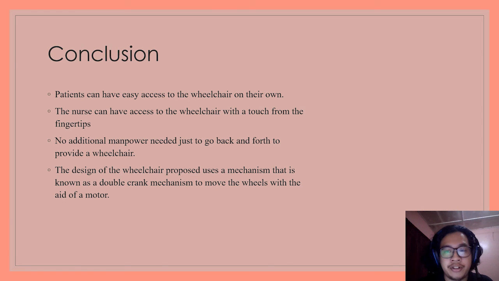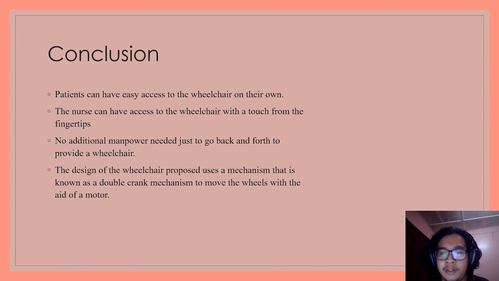Alright, in conclusion, with the power of innovation, science has evolved into a new era which greatly puts mankind at ease. And with the existence of AI technology, much labor can be replaced, which reduces the reliance on human power. And as for our case, the patient can have easy access to the wheelchair on their own. And basically, the nurse can have access to the wheelchair with a touch of the fingertips.